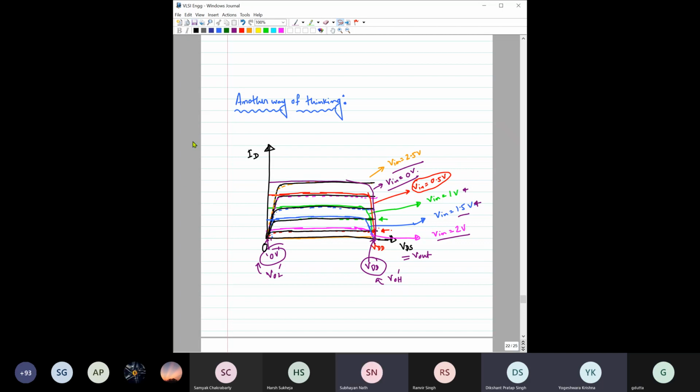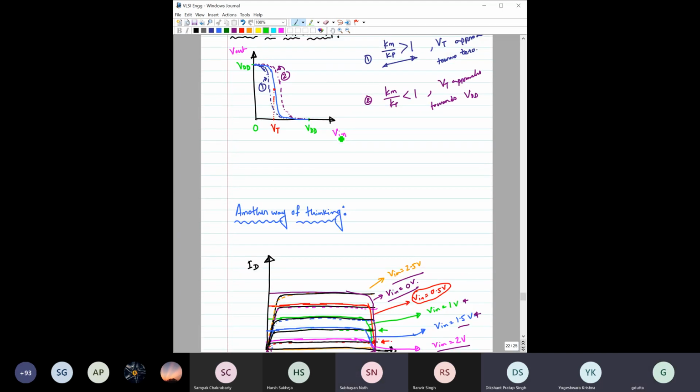So basically, if Kn by Kp is greater than 1, then Kn is greater than Kp. Yes, Kn is greater than Kp. You are saying Kn by Kp, if it is greater than 1, that means Kn is greater than Kp, absolutely.